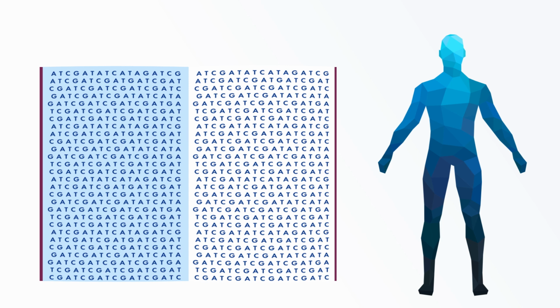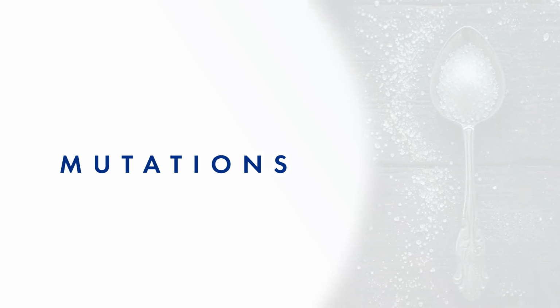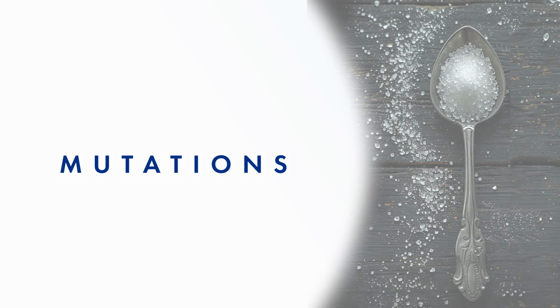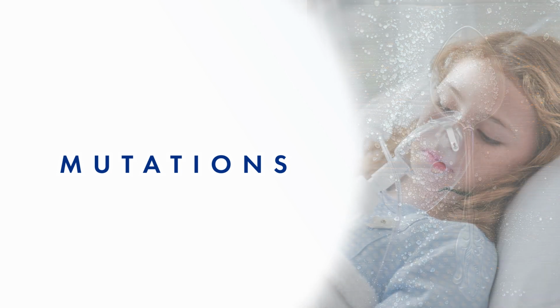Sometimes, there can be a typo or error within a recipe. In DNA terms, these typos are called mutations. Some of these mutations don't change much. An example would be if you accidentally added an extra spoon of sugar to a cake recipe. However, others can be more significant and might lead to health problems.